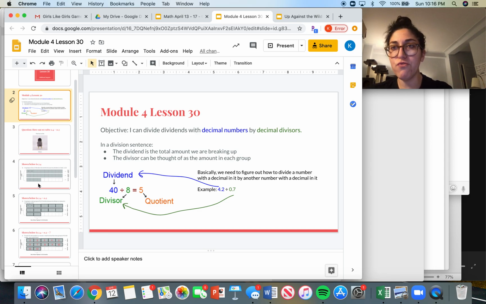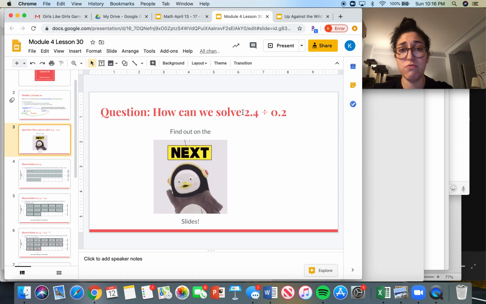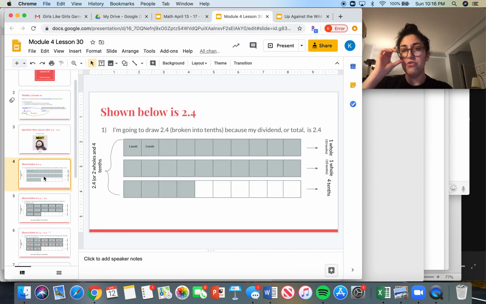All right, and so there's a few ways we're going to think about this. The first way I want to think about it is conceptually. Like, what does this actually look like? So what we're going to work on is we're going to start with 2.4 divided by 0.2. So these slides, by the way, are going to be available to you so you can go through them at your own pace. I'm going to go through them a little bit quickly just because we've got a bunch of problems that I want to show you, but go through these at your own pace after this is done, all right?